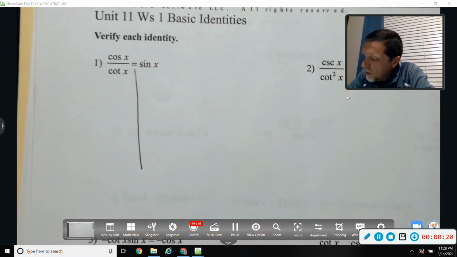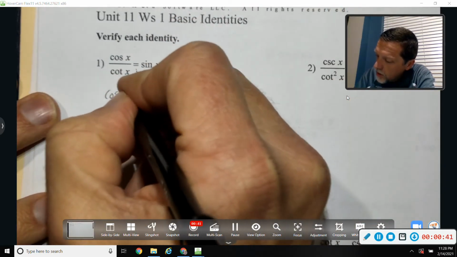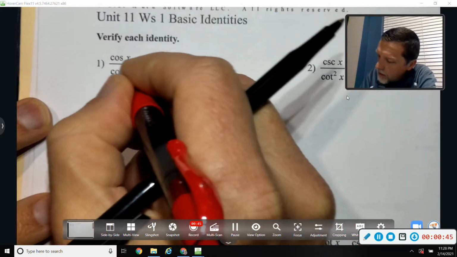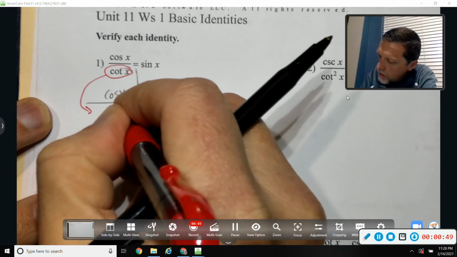Let's see, cosine over cotangent equals sine. Again, basic rule of thumb, well, constant rule, is always work on one side only. And how you pick the side is you usually go with the more complicated side and hope that it simplifies to the easier side. So the more complicated side is obviously the left-hand side. So cosine of x, can't do much with that. But cotangent of x, that I could rewrite as cosine over sine.